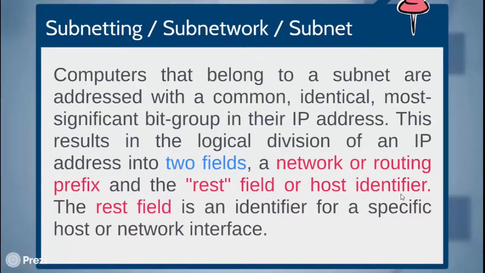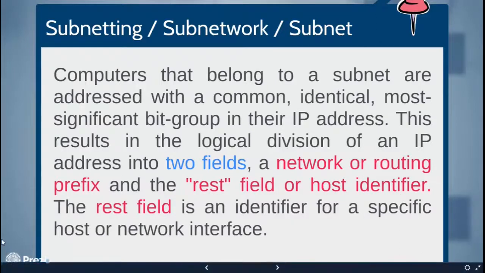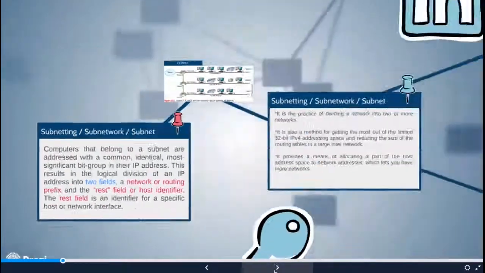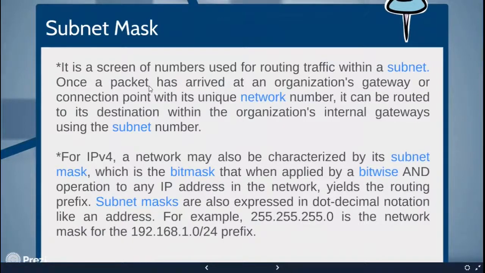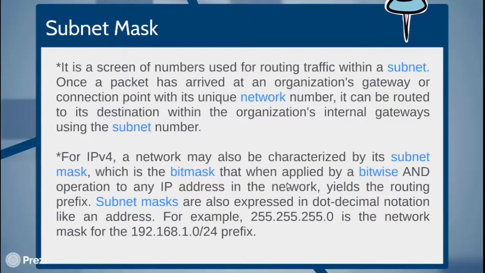Okay, as mentioned earlier, there's a part of the network and then the part of the host identifier. The hosts are the computers, the end devices. Okay, computers, laptops. Okay, these are host devices. The rest field is an identifier for specific host or network interface. Now, subnet mask is the series of numbers used for routing traffic within a subnet. Again, subnet mask determines which one belongs to the network and which one belongs to the host.